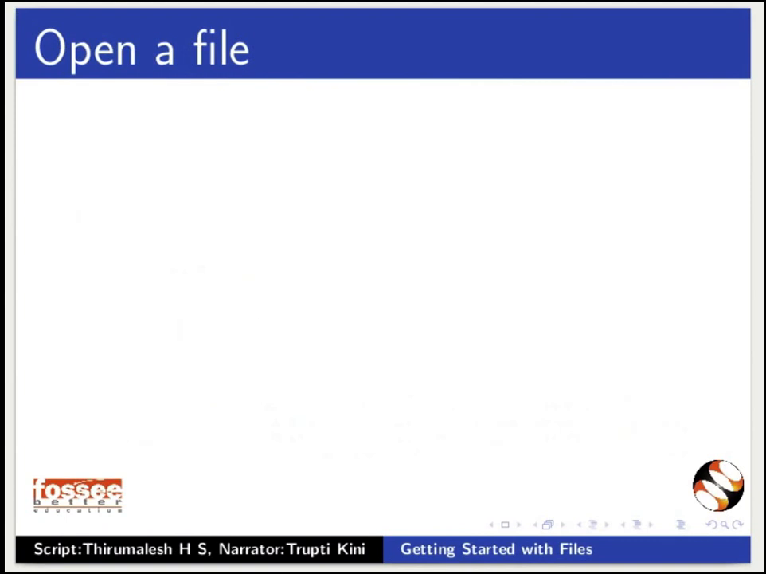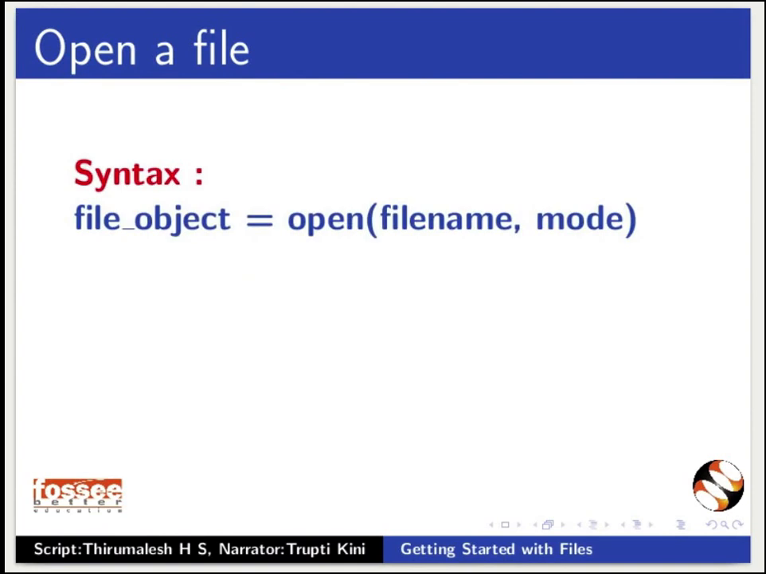To open a file for reading or writing, we can use a built-in function called open. Open function returns a file object. The syntax is shown here.